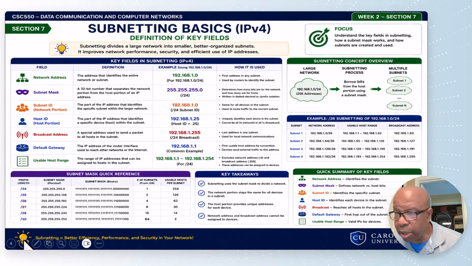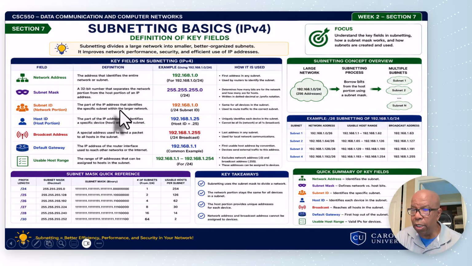Okay, this concept we just saw is subnetting. The key thing here is a 32-bit number that separates the network portion from the host portion of an IP address. That's what we talked about with masking. The address identifies the entire network or subnetwork. The subnetwork ID is the part of the IP address that identifies a subnet within a larger network. Again, breaking that network out into pieces, into sections.